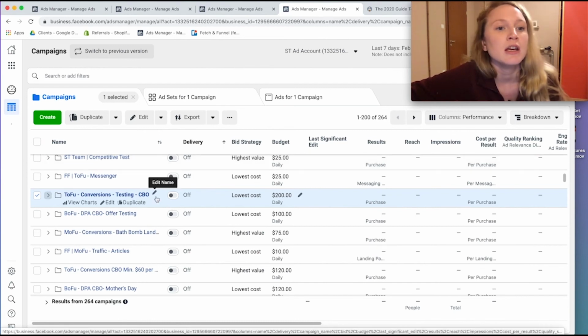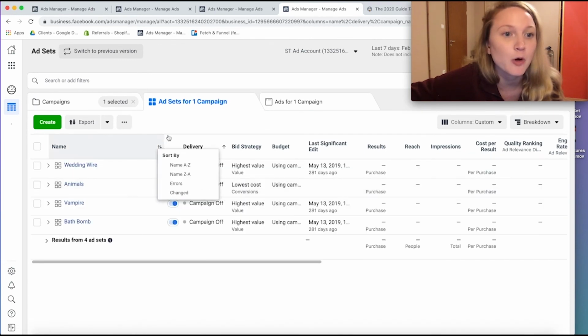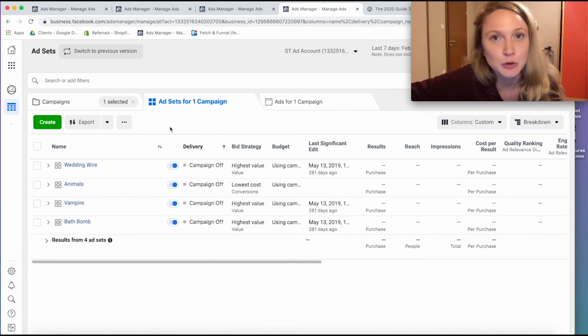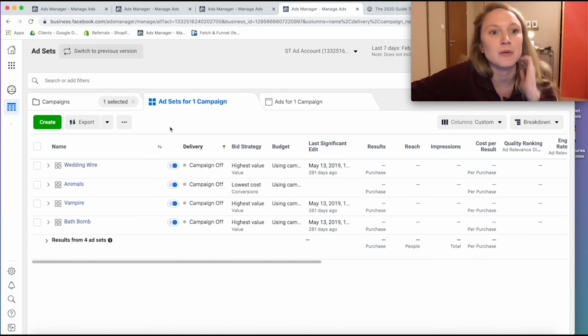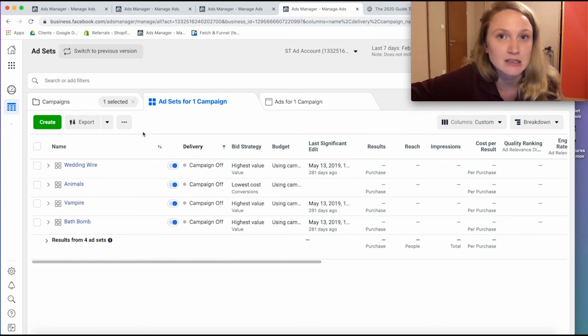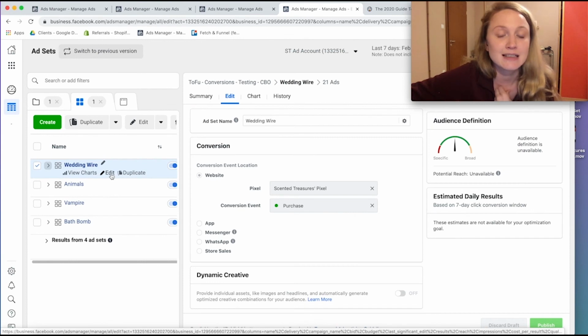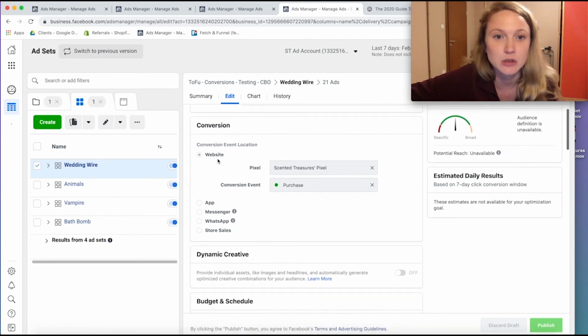So here I have a campaign that has been long turned off, tofu conversions testing CBO. Let's go ahead and pop that open. This was a really simple CBO campaign. I was just testing a few different ad sets that had done really well for them in the past. And this is how I'm going to show you to set up a CBO campaign that will properly test your ad sets. So first thing we want to do in here is go to edit at the ad set level.